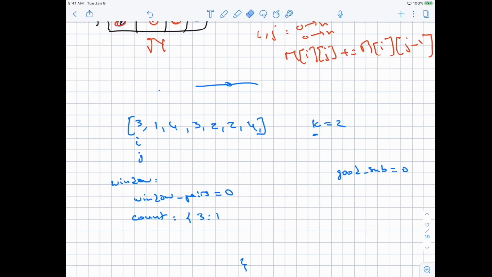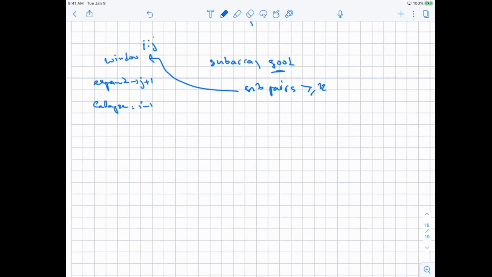So let's say this window, for example, is not good, right? Because there is no pair that is 2. If we collapse and move I here, well, that won't improve it. That won't make it good because we are not adding anything, right? Because if it's not good, that means it's missing values. So collapsing won't be useful. So that means if it's not good yet, we want to expand, we want to move J. So what this means is basically expand if window is not good. Window here is subarray.